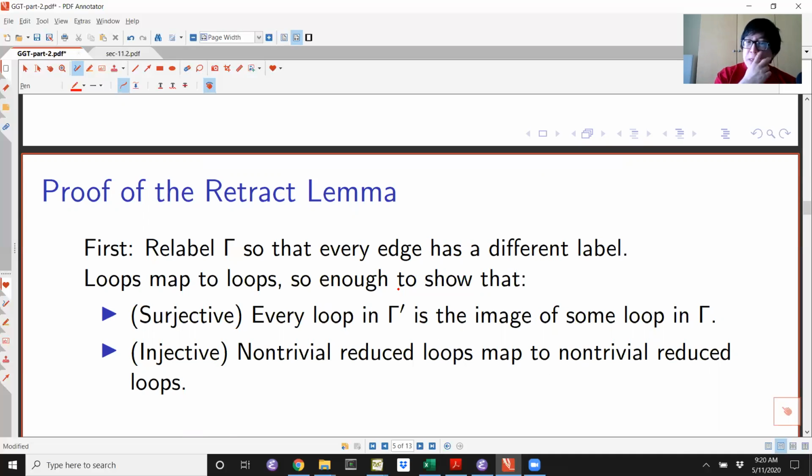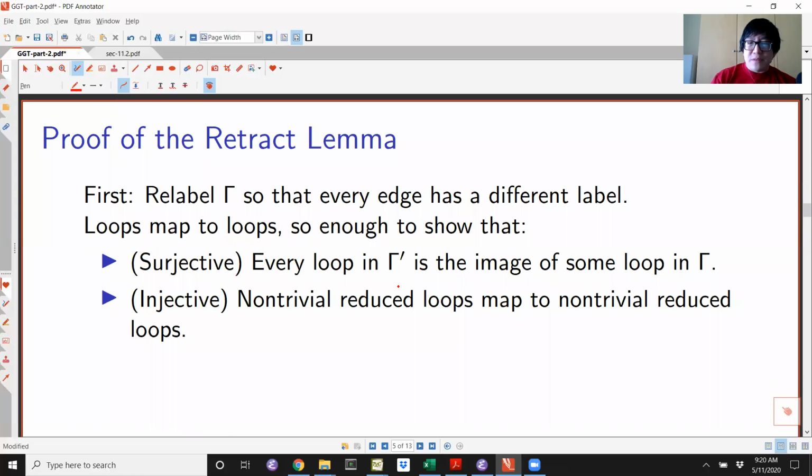So loops map to loops. We know that loops map to loops. So it'll be enough to show that, one, this induced homomorphism is surjective: every loop in gamma prime is the image of some loop in gamma, and two, that this map is injective. This is how isomorphisms work, right? You've got your surjective, you've got your injective, and then it turns out to be bijective. Yeah, that's how it works.